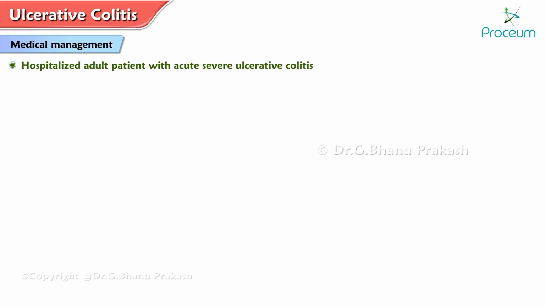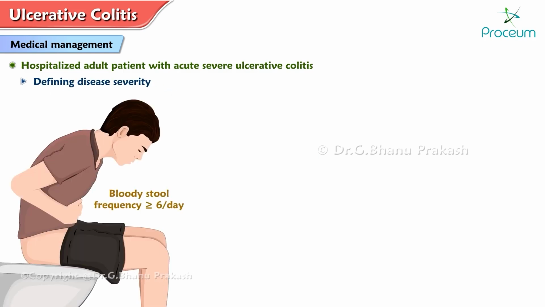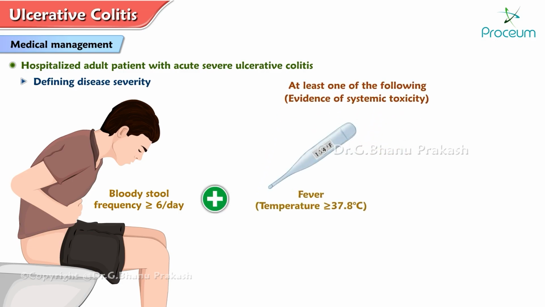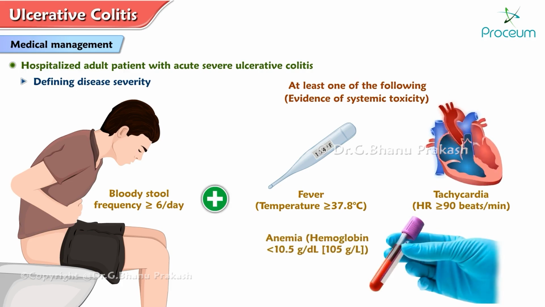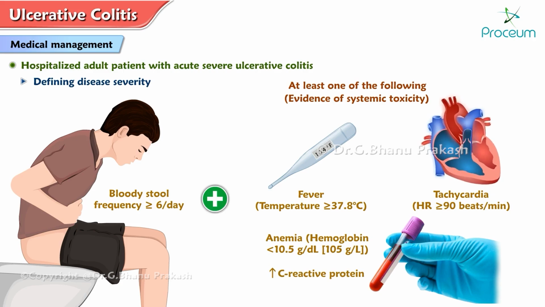Management of the hospitalized adult patient with severe ulcerative colitis. Defining disease severity. In clinical practice, acute severe ulcerative colitis can be defined by the following: bloody stool frequency greater than or equal to 6 per day, plus at least one of the following, that is, evidence of systemic toxicity: fever, temperature greater than or equal to 37.8 degrees Celsius, tachycardia, heart rate greater than or equal to 90 beats per minute, anemia, hemoglobin less than 10.5 grams per deciliter, 105 grams per liter, elevated inflammatory marker, for example, C-reactive protein.